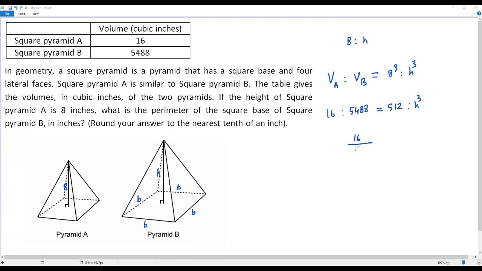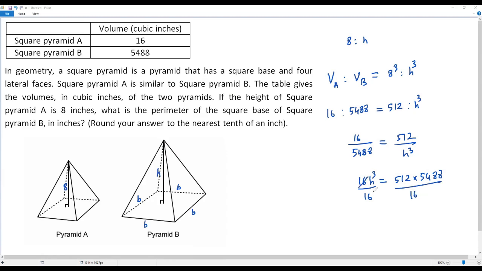Then I'm getting 16 over 5,488 equals 512 over h cubed. Now we have to solve for h in this equation. For that, we can do cross multiplication. Then I'm getting 16 times h cubed equals 512 times 5,488. Okay, now let me divide both sides of this equation by 16.